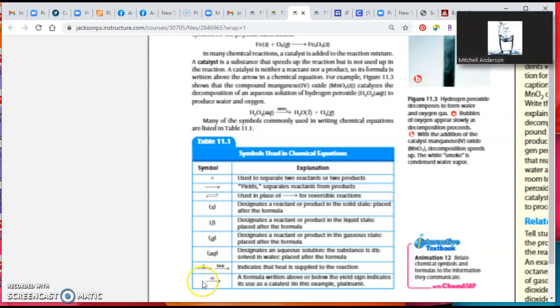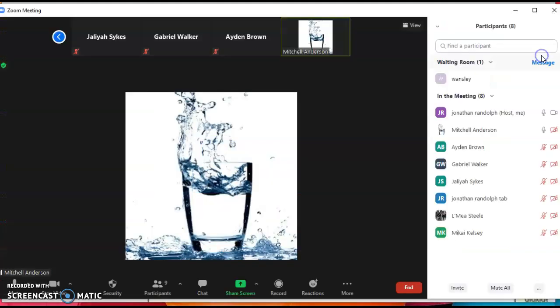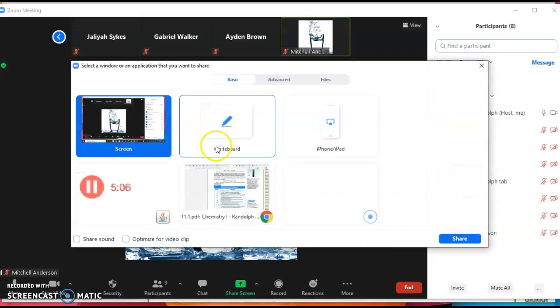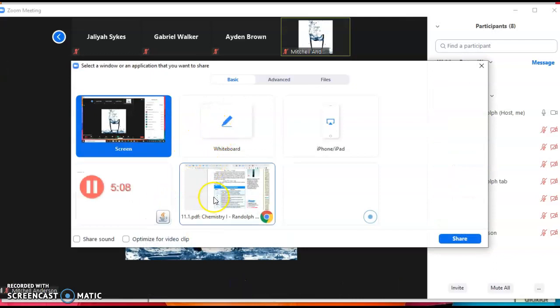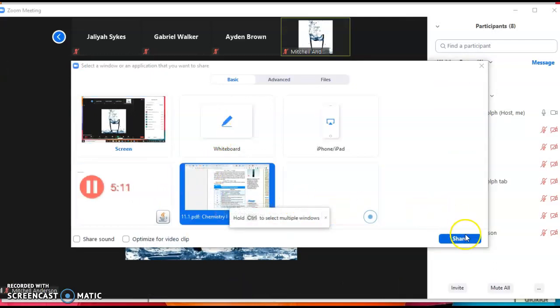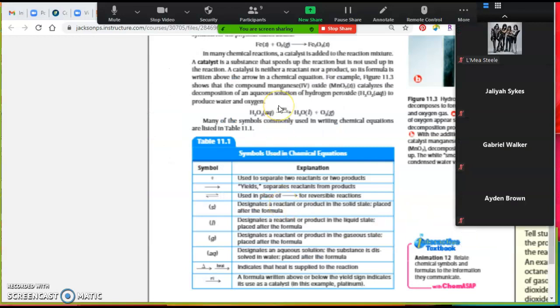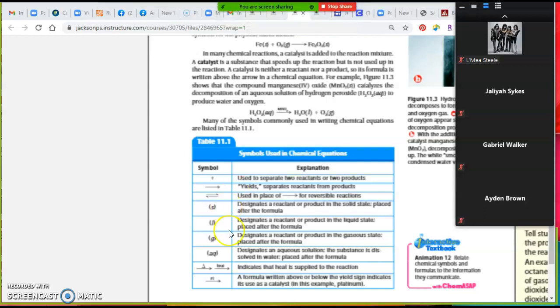Are you supposed to be showing us something? He was explaining this little symbol in there, are you supposed to be showing us something? Yeah, I am. Apparently in Zoom I did not share my screen. So hold on just a second. Do you all see my screen now? Can you see the screen now, Mitchell?